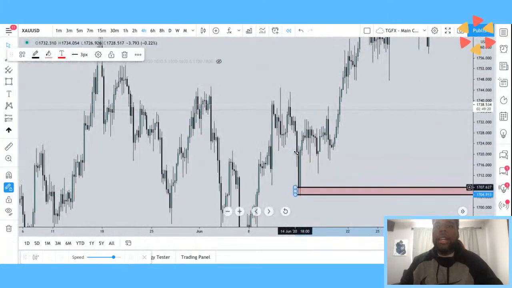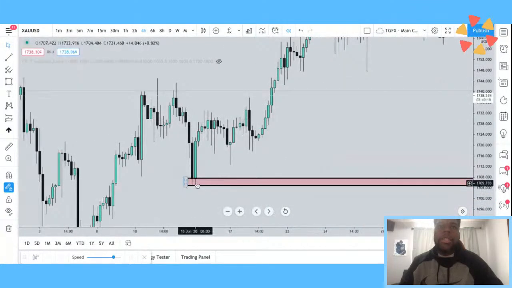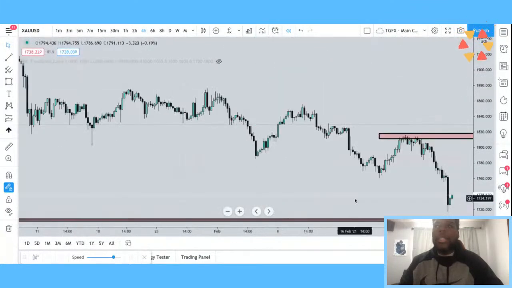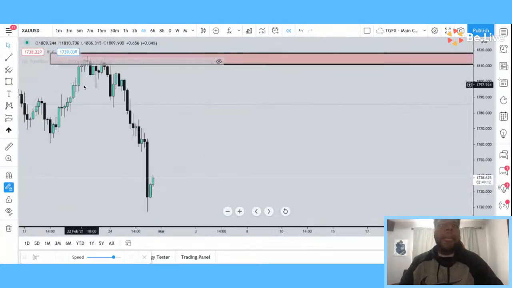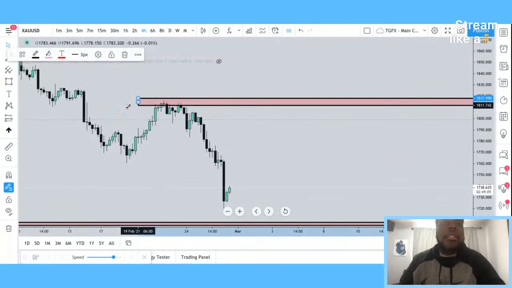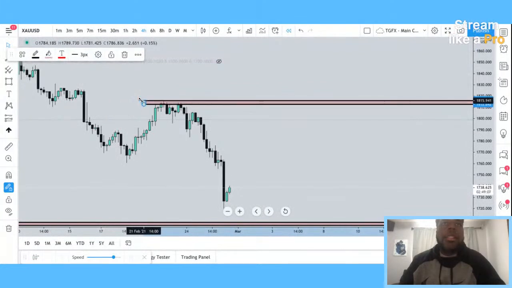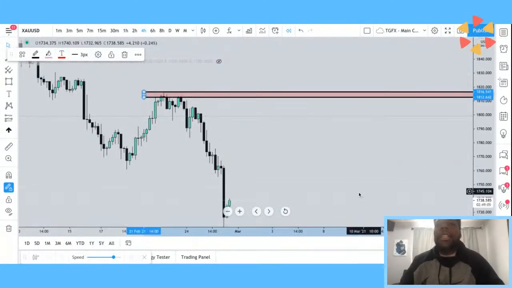All right, so we just fine tune it basically to the wicks on the H4 time frame down here. We can reset it to take us back to where price is now. All right, so then we just fine tune the wicks on the top, and that gives us our daily range.